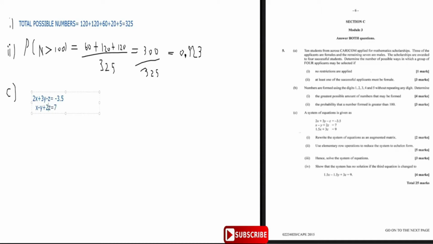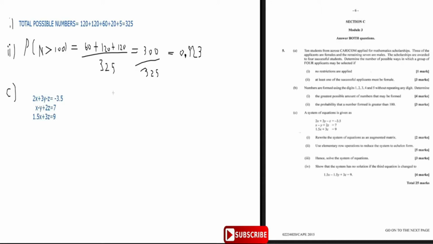And then they tell us that 1.5x plus 3z is equal to 9. Okay, so this is what we have. And they say rewrite it in augmented matrix. Let's rewrite this in augmented matrix.